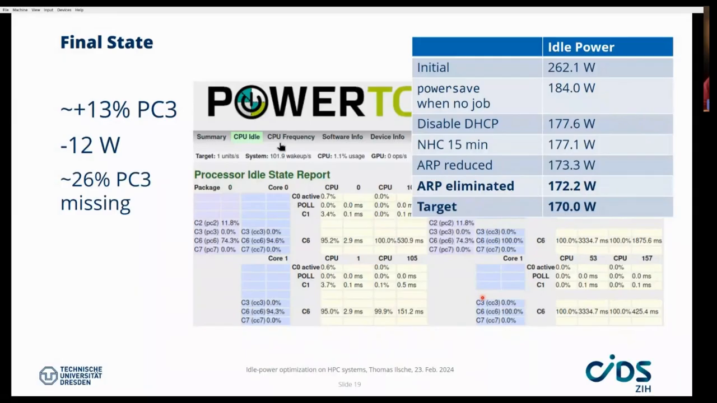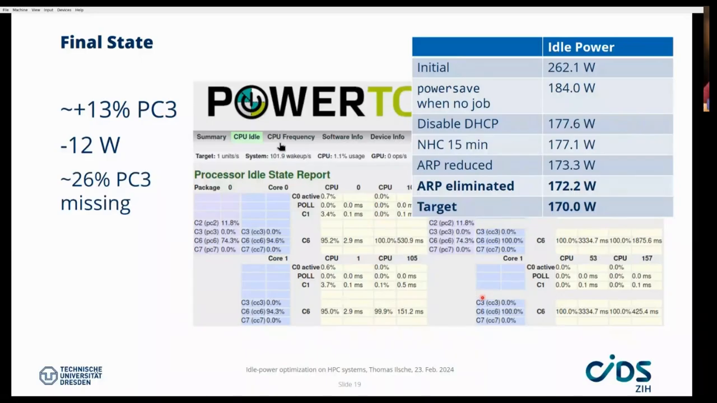So we tried to disable the network manager, which was a daemon running on the nodes that was waking up regularly. Or we tried to disable a flashing cursor, which is actually a pretty weird thing. You have these HPC systems, but still there's kernel code for a flashing console cursor that is waking up at regular intervals. But those changes did not show any measurable impact on the power consumption.